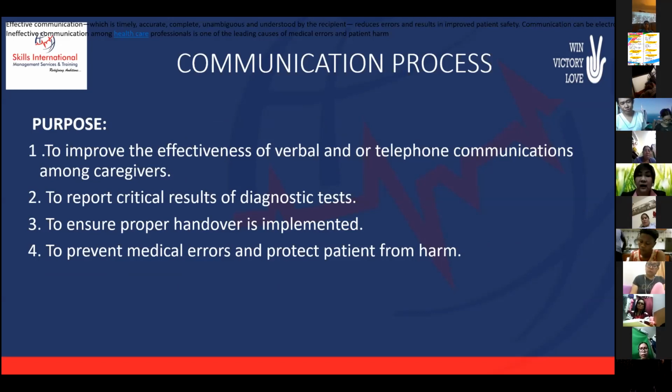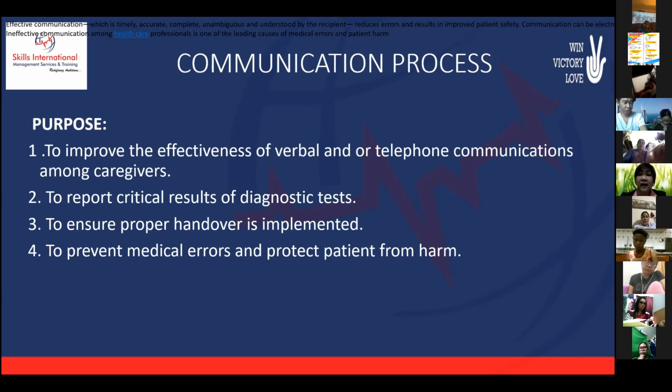Number one, we are improving to be effective. It should be effective communication by verbal and or telephone communications among us, among caregivers, doctors, nurses, nursing aides, all those healthcare providers. So we will be effective in improving communication verbally and through the telephone. So to report critical results of diagnostic tests.